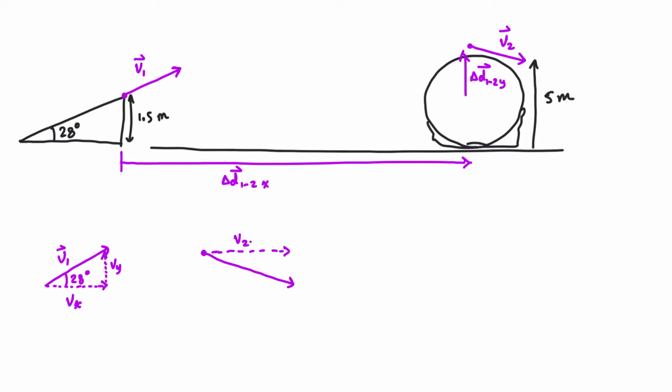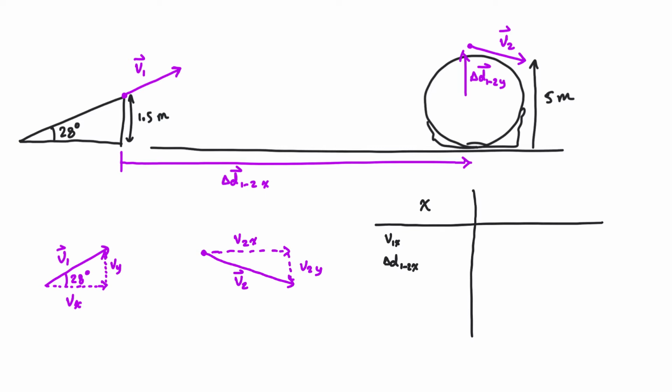So this is velocity 2 in the x direction, this is velocity 2 in the y direction, and this is velocity 2. I am also going to put all the information in a table, x and y. In the x direction, we have v1x, and the acceleration is 0. We're going to make that assumption in the word representation. And we have the displacement from 1 to 2 in the x direction, and that one we do have the value for. That's going to be 13.8 meters.